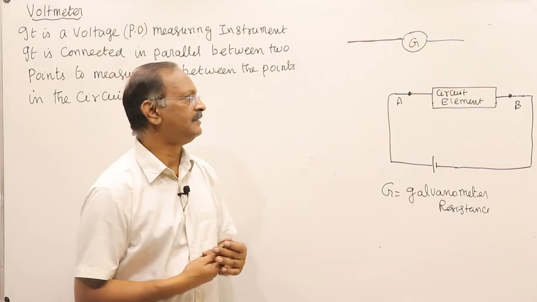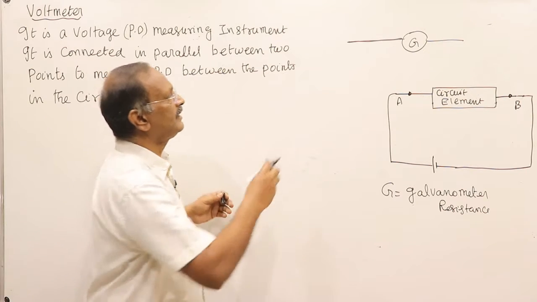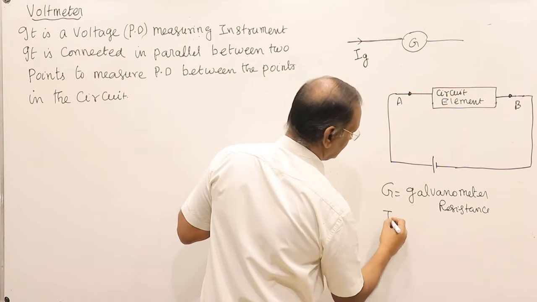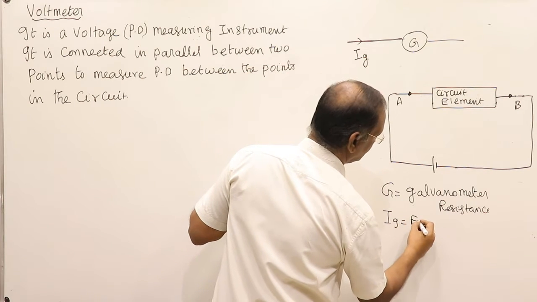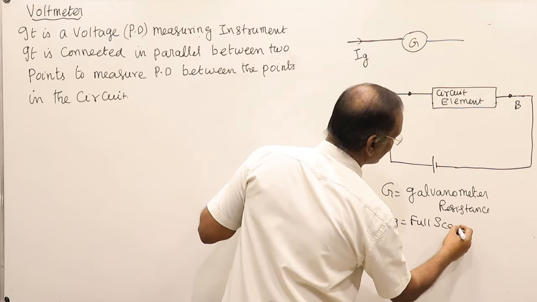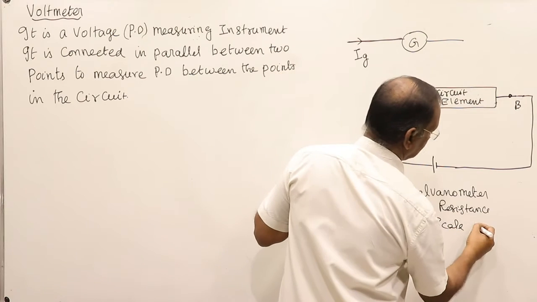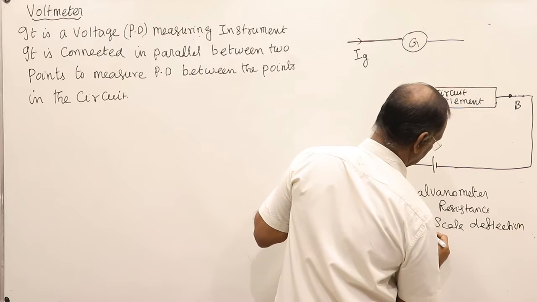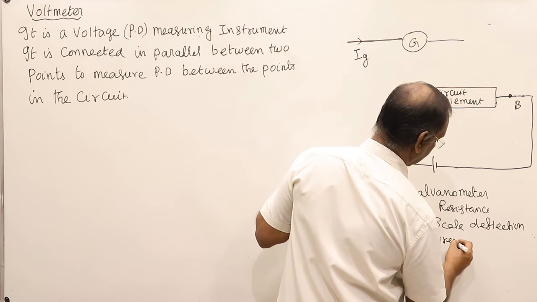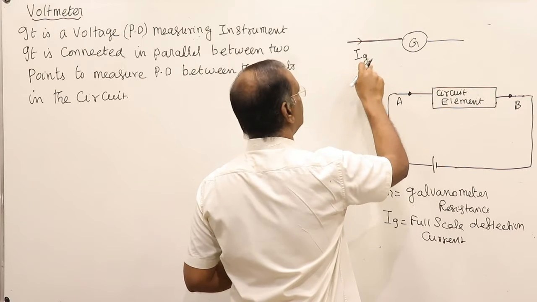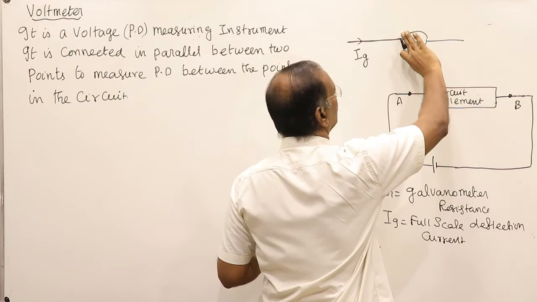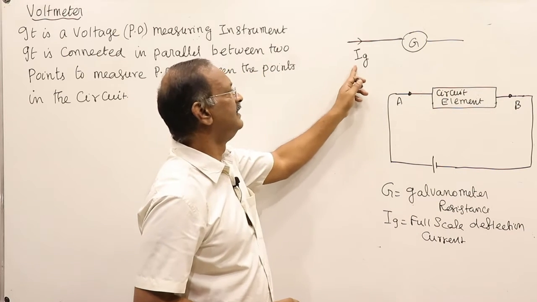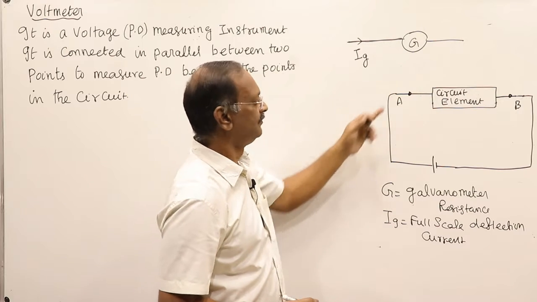Let us call the current Ig. Ig is equal to the full scale deflection current. If I is less than Ig, this galvanometer will show deflection, but it will have less deflection. So the galvanometer needs such a current which can give full scale deflection.